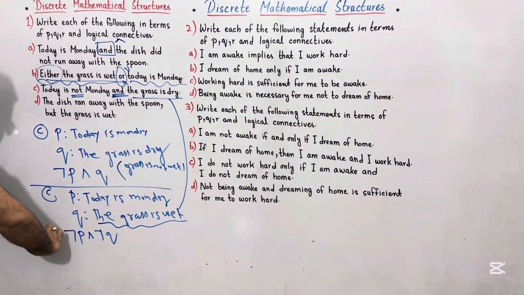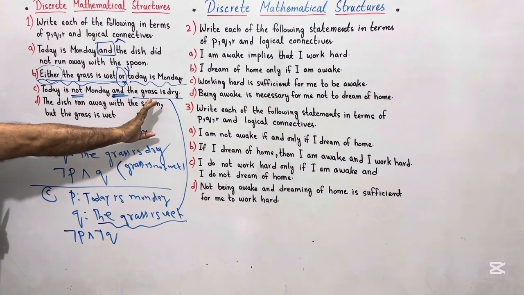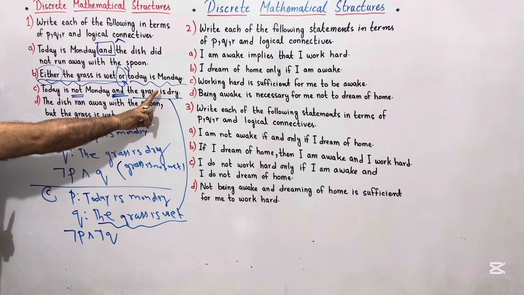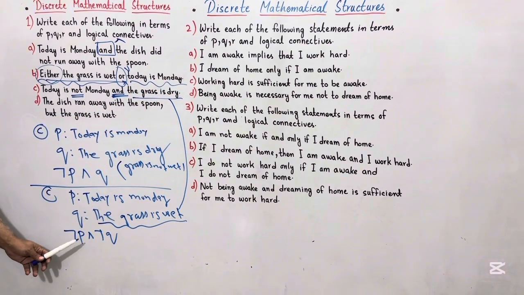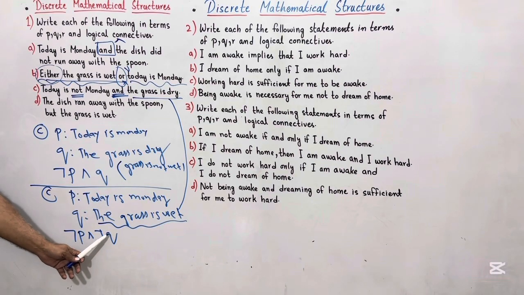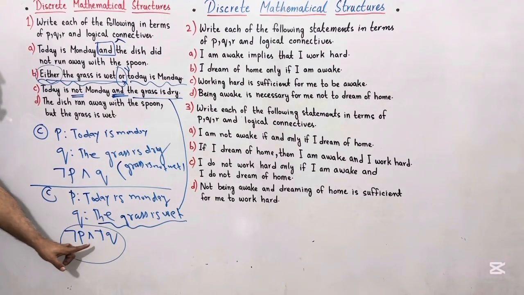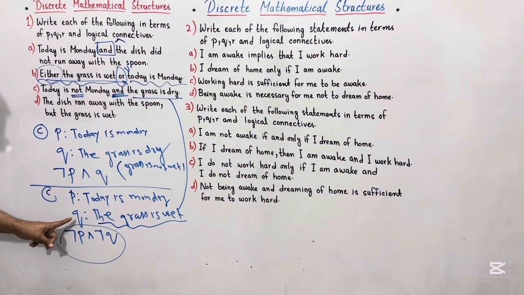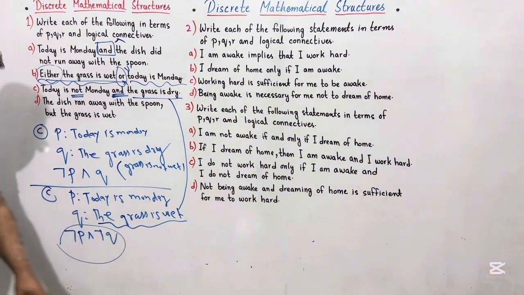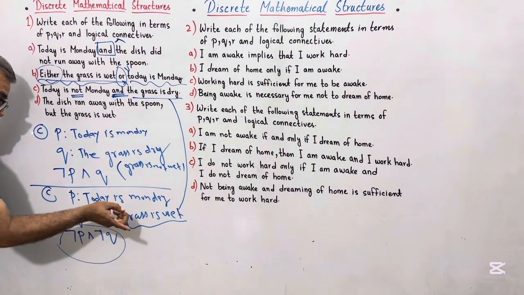The basic proposition we have taken is Q, the grass is wet. We have to transform that into the grass is dry. The grass is dry means the grass is not wet. That's why I have written negative Q. We have written both propositions using negatives. Today is Monday, and in that case the grass is wet. Not Monday, negation of P. Grass is dry, dry means not wet, negation of Q.